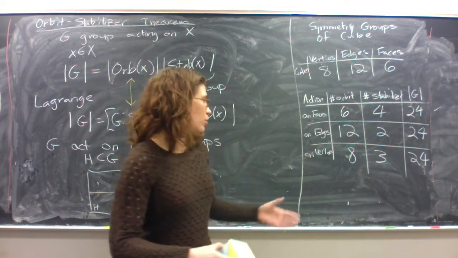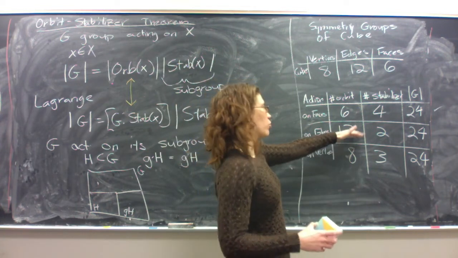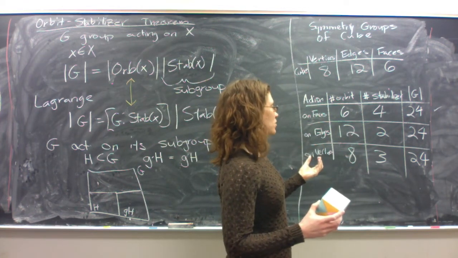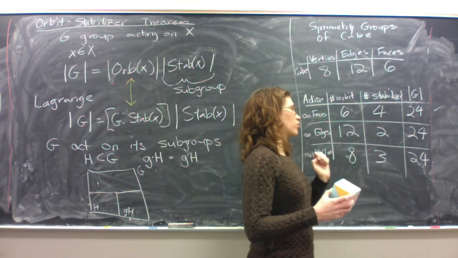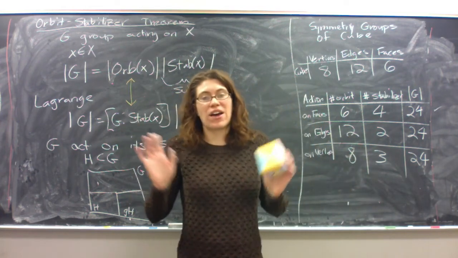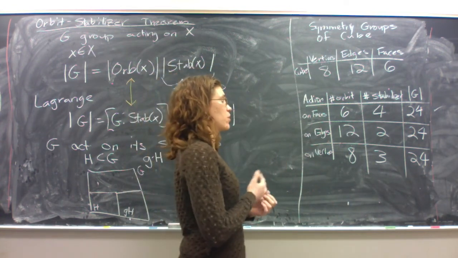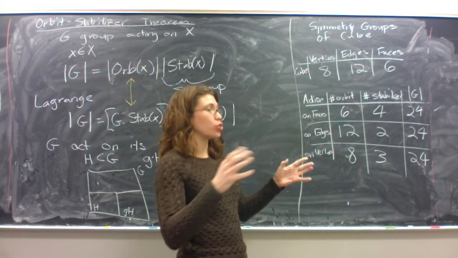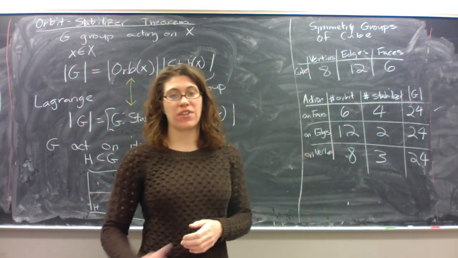So I could have like 3 elements in one orbit and 4 elements in another orbit, and if I had 3 elements in the orbit, the stabilizer would have 8 elements. If I had 4 elements, the stabilizer would have 6 elements. I would have to compute those separately. However, in this case, and actually for any Platonic solid, the symmetry group happens to act transitively on each of the faces, edges, and vertices of that solid.